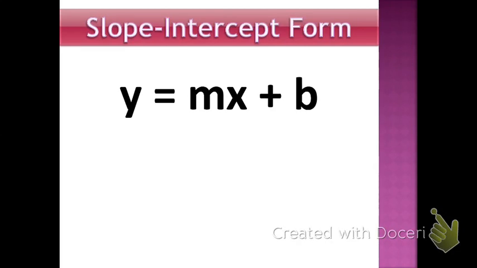In this next unit, we'll be learning about how to write equations of lines. And we'll be doing this in three different forms. First, we're going to start with slope-intercept form. Remember that slope-intercept form is y equals mx plus b, where the m stands for the slope and the b stands for the y coordinate of the y-intercept.